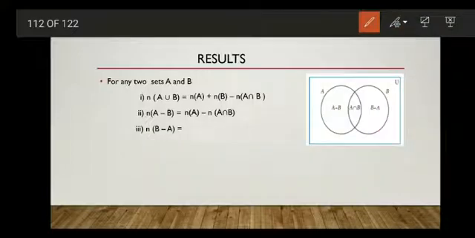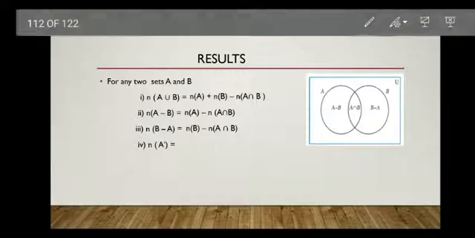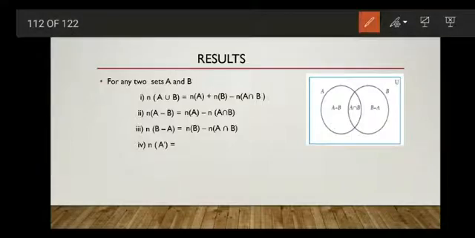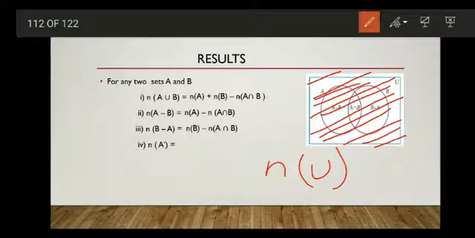So number of elements in B difference A is equal to n of B minus n of A intersection B. Okay. So now how to find number of elements in A complement? What is A complement? Elements will be in universal set, not in A. When you take the number of elements in universal set, we have counted the elements in all U, right? This will be number of elements in U. We have number of elements in U, not in A.